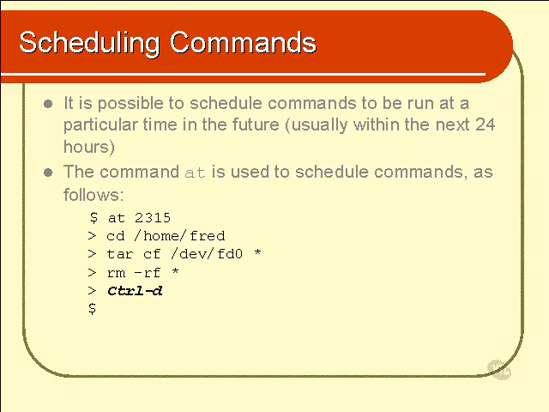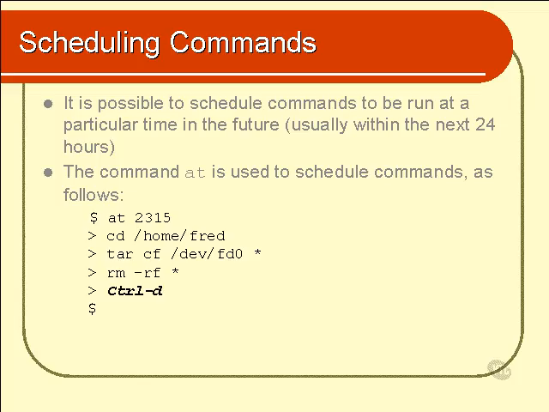At your shell prompt, you type in something like at a given time, like at 23:15, which would be 11:15 p.m. And then you're presented with a little greater than prompt. And what you do is you type in all the commands that you want to run at 23:15. You type them one after the other, one on each line, just as if you were typing them into the shell. Note that it is not wise to assume that you're in any particular directory, so the very first thing you might want to do is cd into the directory that you want to be in.